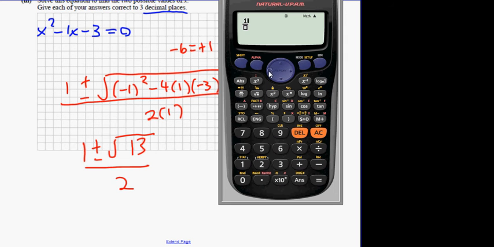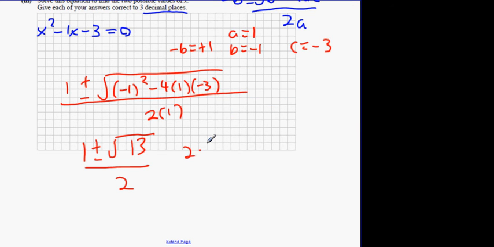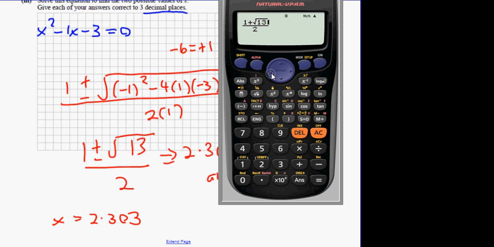So the first answer will be 1 plus root 13 over 2. What we get there is going to be 2.303. 27 rounds up to 30, so 2.303 is one answer, and the other answer is going to be, so x equals 2.303. The second answer is going to have a minus there. So what we get there is minus 3.03.